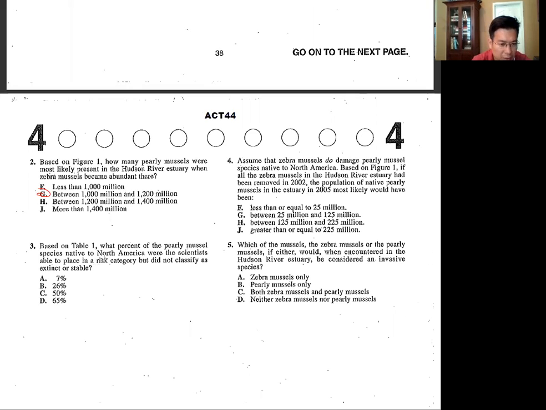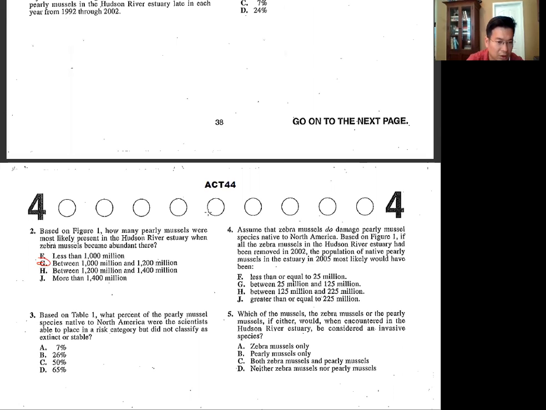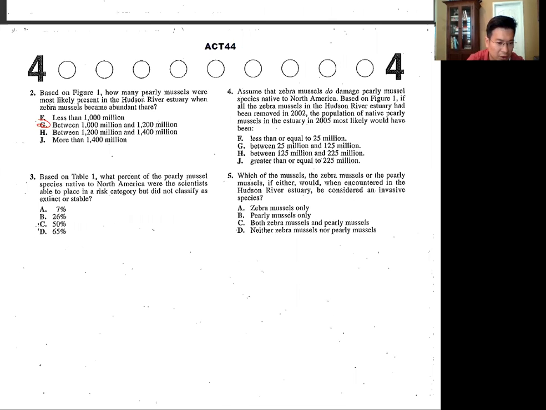Number three, based on Table 1, what percent of pearly mussel species native to North America were scientists able to place in a risk category, not classified as extinct or stable? So we cut out the 7 and 24, which is 31%, and also we take out this 4% as well. So 35%, which leaves 65. Answer is F.